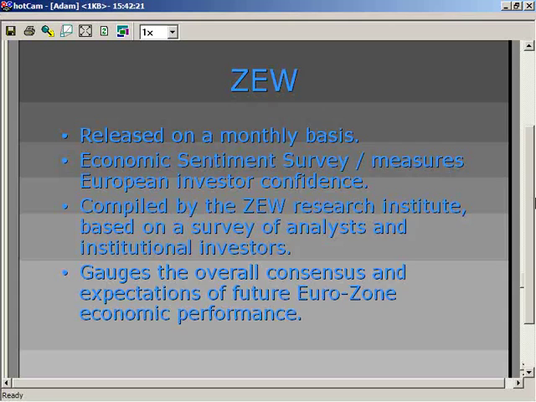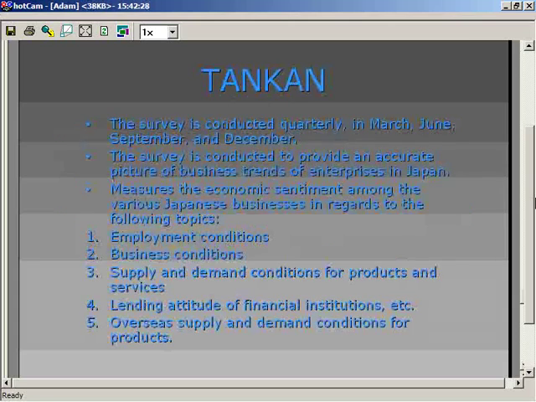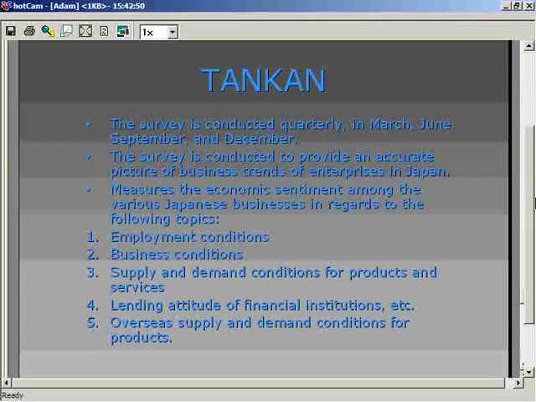The Tankan. Finally, we get to Japan. The survey is conducted quarterly in March, June, September, and December. Hey, we have a Tankan number coming up soon. The survey is conducted to provide an accurate picture of business trends of enterprises in Japan. Notice how all these indicators tend to focus on manufacturing, inflation, business enterprises. These are the main components of the economies that the Fed and the other central banks watch.